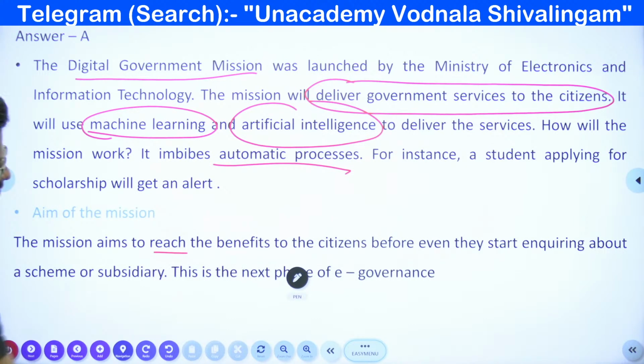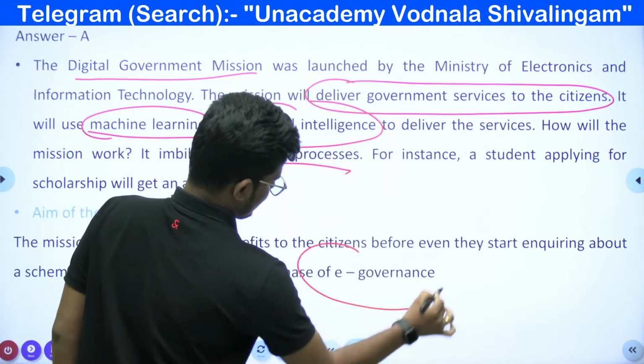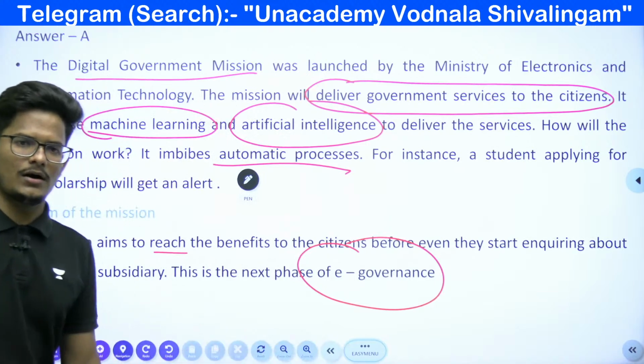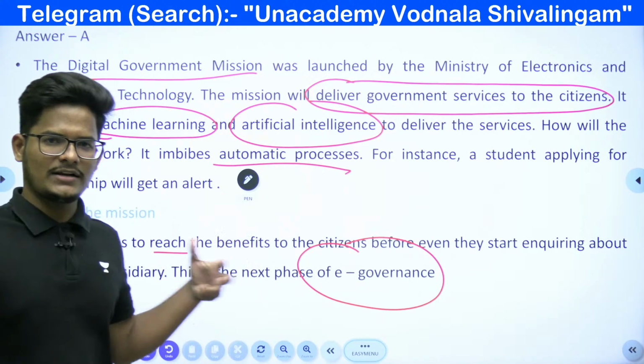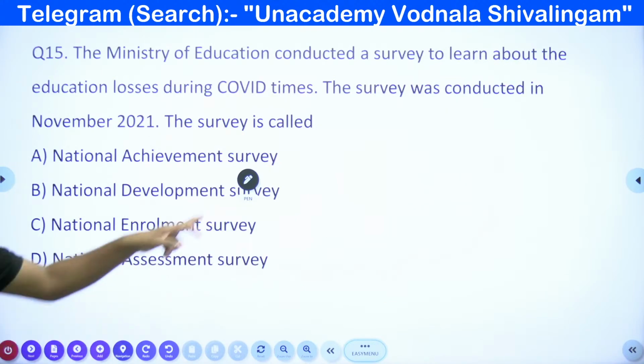It is the next phase of e-governance. E-governance used to be administrative via electronic platforms, but this is something more beyond that.